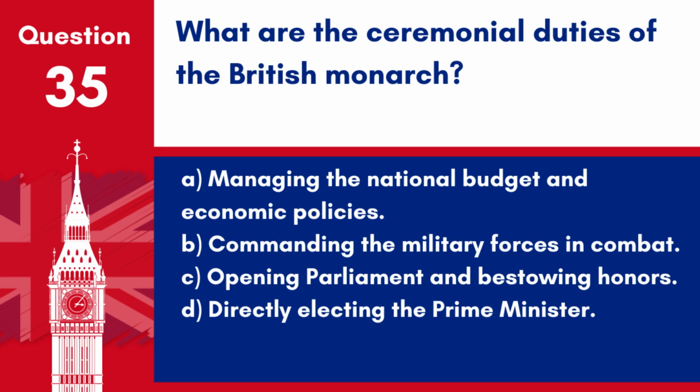Question 35. What are the ceremonial duties of the British monarch? A. Managing the national budget and economic policies. B. Commanding the military forces in combat. C. Opening Parliament and bestowing honours. D. Directly electing the Prime Minister. Answer. C. Opening Parliament and bestowing honours. The ceremonial duties of the British monarch include opening new sessions of Parliament, bestowing honours and other state functions.